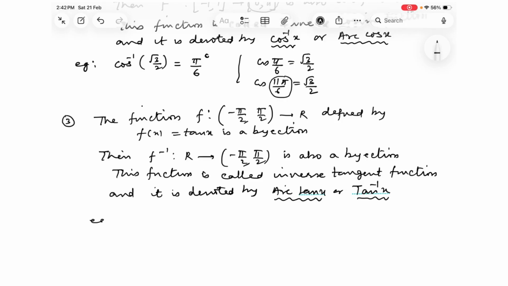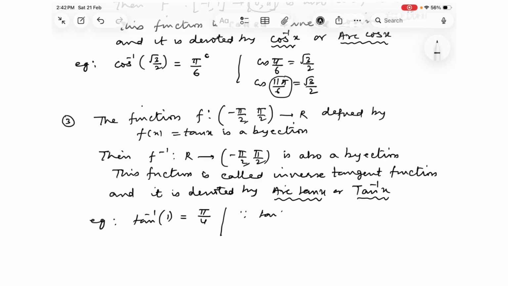Now for example, what is tan inverse of 1? Tan inverse of 1, is it pi by 4 or is it pi plus pi by 4? Is it 5 pi by 4? We write tan inverse 1 as pi by 4.